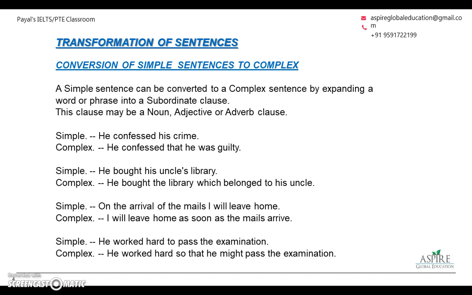Similarly, he bought his uncle's library. He bought the library which belonged to his uncle. I have to break it into two parts. On the arrival of the mails, I will leave home. I will leave home as soon as the mails arrive. So here also I have two different clauses. He worked hard to pass the exam. He worked hard so that he might pass the examination. So in the complex sentence, my subject is coming two times because there are two different clauses. Whereas in simple, I only use it once and combine the information, but retaining the same meaning.